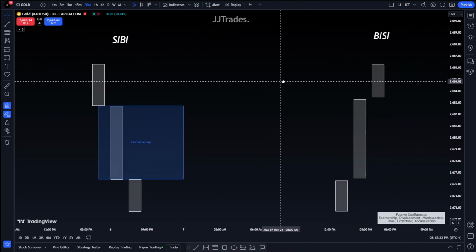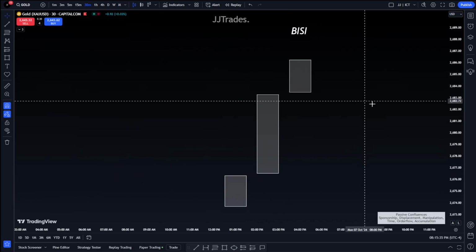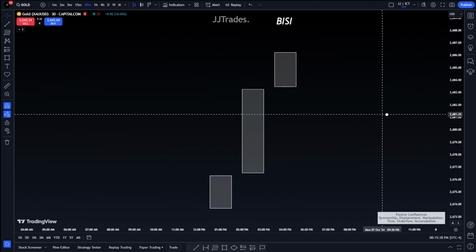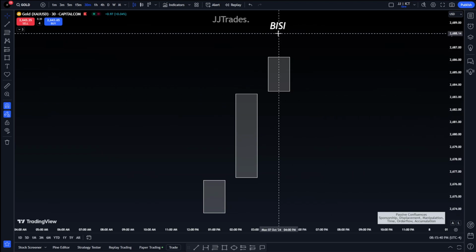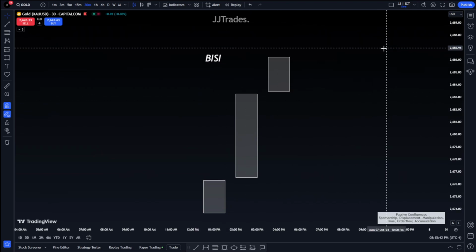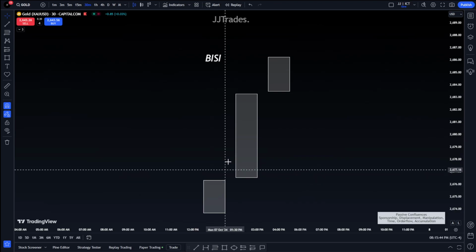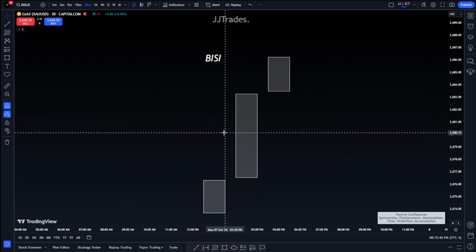Now, BISI. It's the complete opposite. BISI is literally the same thing. I don't want to make it too confusing, but it's literally the same exact thing, just flipped around. Just get a cutting board and flip it around. It's the same thing, but just flipped around, literally.